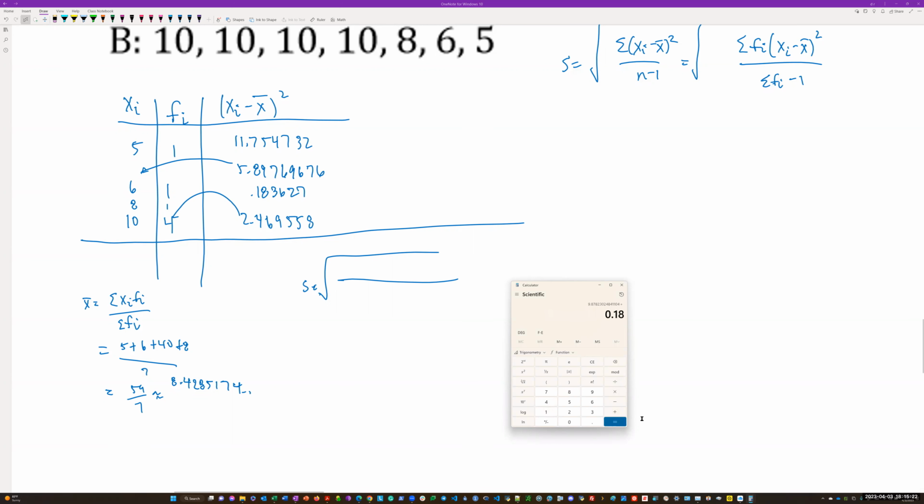And then add the rest of these. So 0.183627 plus 5.8976966 plus 11.754732. We get this. Does that make sense? Does everybody see that? We have to divide that by n minus 1.